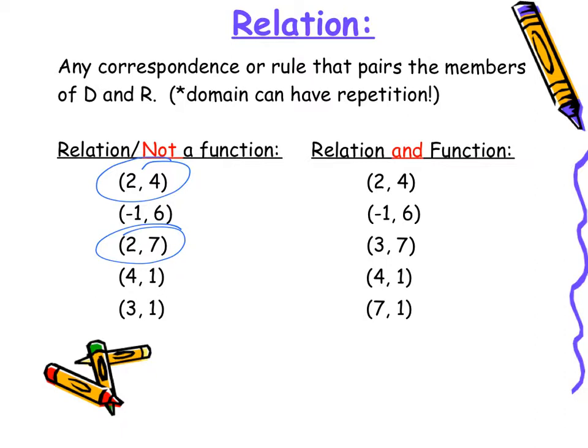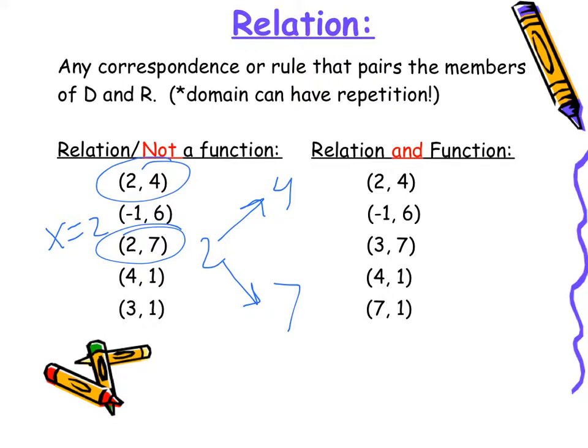So we've got the x value of 2. 2 needs to make up its mind: 4 or 7. If this relation is to be considered a function, it can't go to both. It can only get paired with one. That's why that doesn't represent a function.